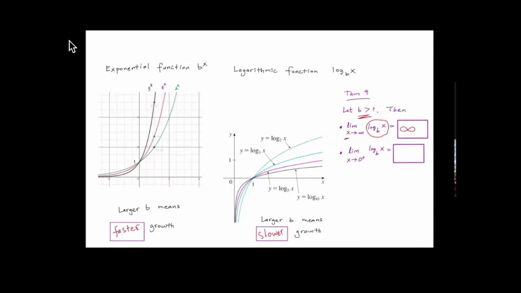You can also consider the value of log base b of x as x approaches 0 from the right. And as you can see from the graph, the closer the graph gets to the y-axis, the larger it gets in the negative direction. And you can make this value be as large and negative as you want by choosing x that is sufficiently close to 0. We denote this by writing the negative infinity symbol.